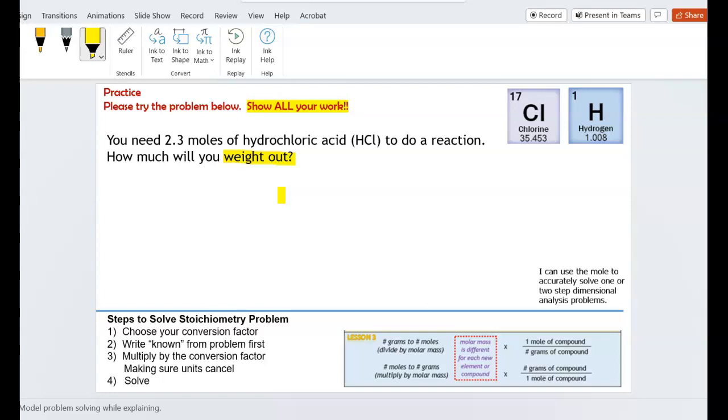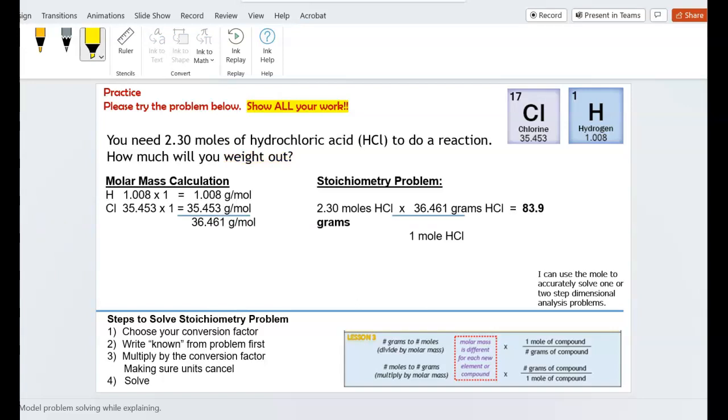So if I have 2.3 moles of hydrochloric acid, how much do I need to weigh out in order to get that? You could pause the recording here and give it a try if you'd like. Here's the answer.